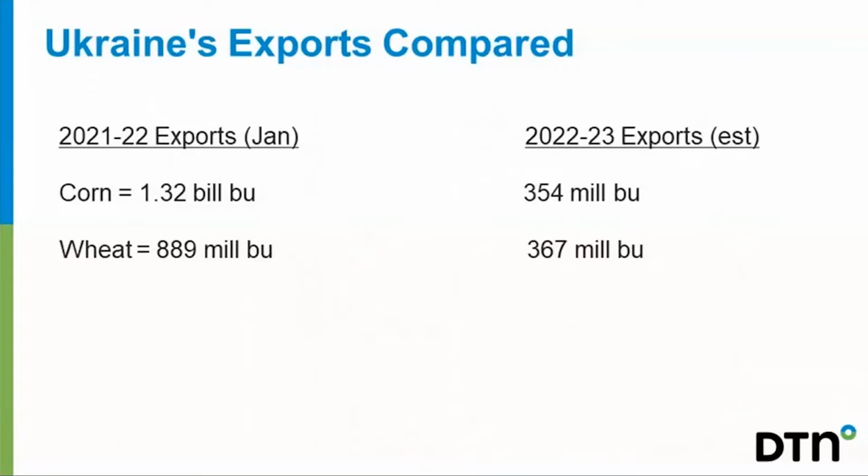Now, I wanted to compare USDA's estimate for this new season to the export expectations in January earlier this year before Ukraine was attacked by Russia, just to show you the contrast and what the war is doing here. So in January, USDA was expecting Ukraine to export 1.32 billion bushels of corn before they were invaded. Now for the new season, the initial estimate that USDA has for Ukraine is 354 million bushels.